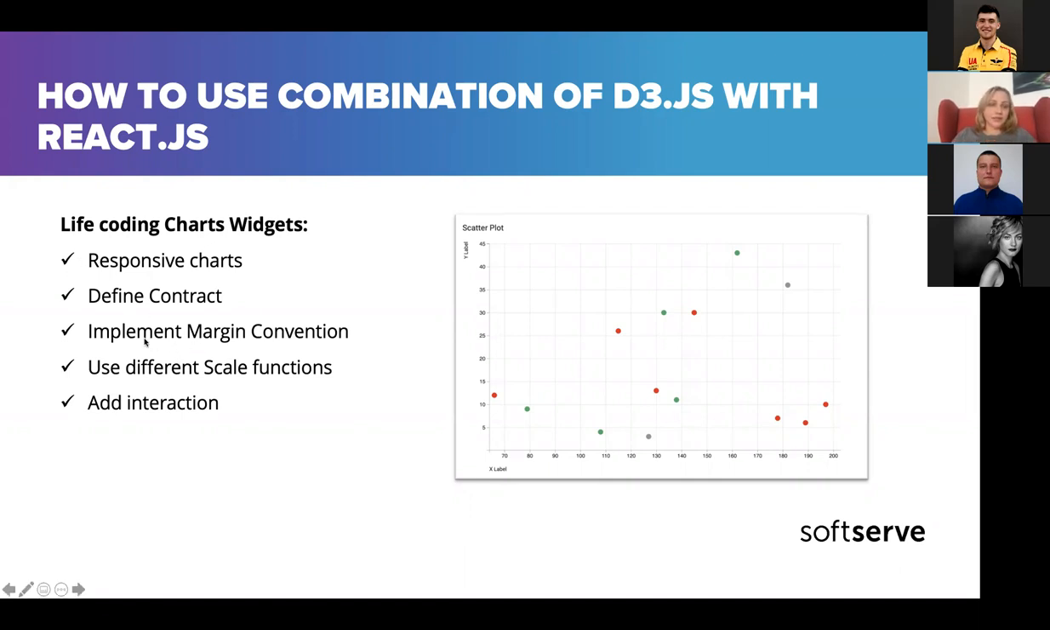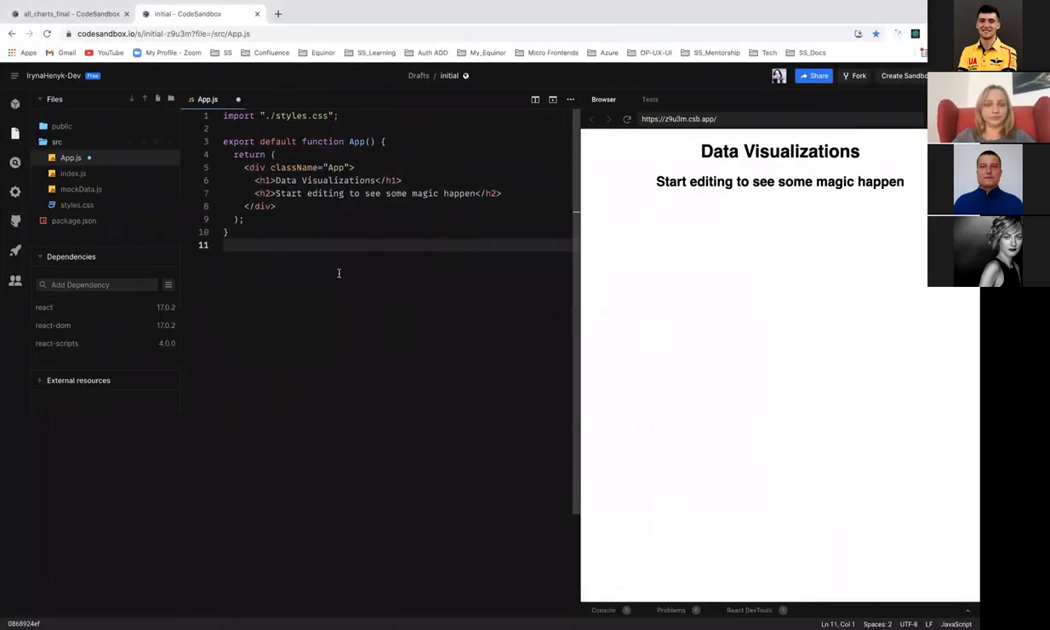And the third one, but not the least, is the margin convention. This is an important part, and it's where people struggle, because it gets complex and boring, and you cannot manage it. So I will show you how to deal with it. Today we will also use different scale functions, and we'll add interactions from one chart to another. So let's move to coding.